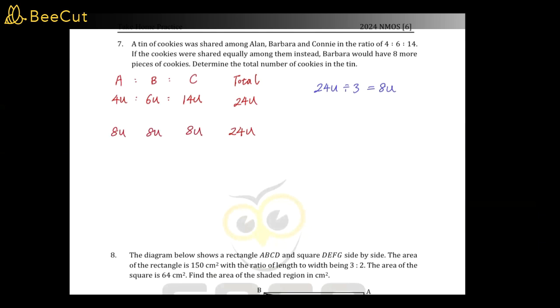Then it says that B would have 8 more pieces of cookies, from 6U to 8U. So 8U minus 6U equals 8. 2U is 8. 1U equals 4. Now, total number of cookies is 24U, so the answer is 96.